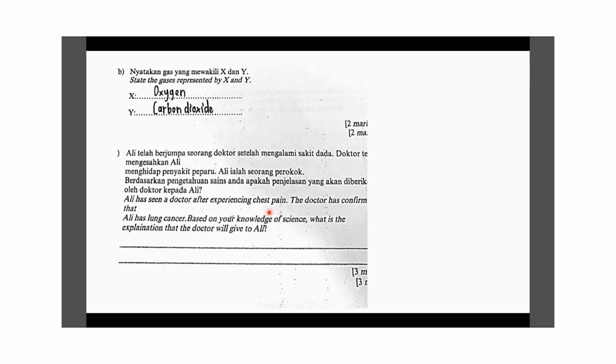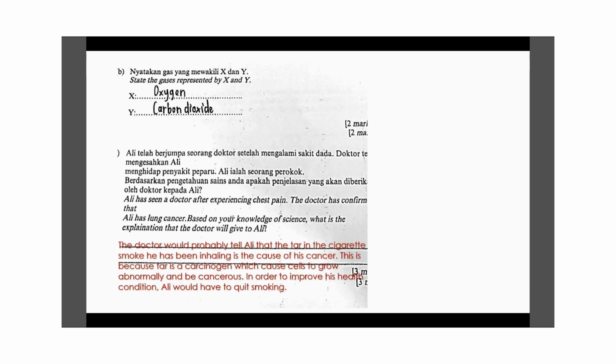And so this brings me to my next point, which is that when you are answering KBAT questions, you want to skim through all the questions just to give you a plan of what you would like to put as your answers, right? It gives you some sense of a plan or structure, so you know what's coming and you know how to plan out your answers properly. So in this case, I've said here that the doctor would probably tell Ali that the tar in the cigarette smoke he has been inhaling is the cause of his cancer.